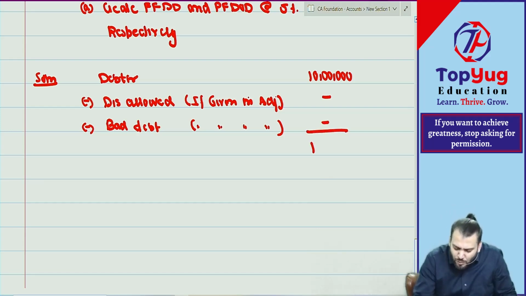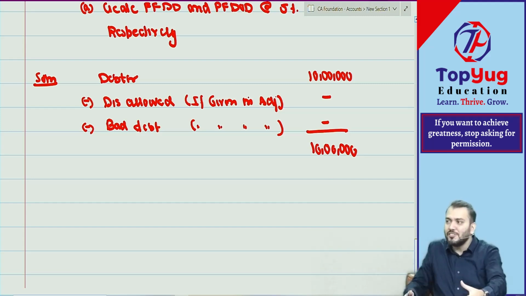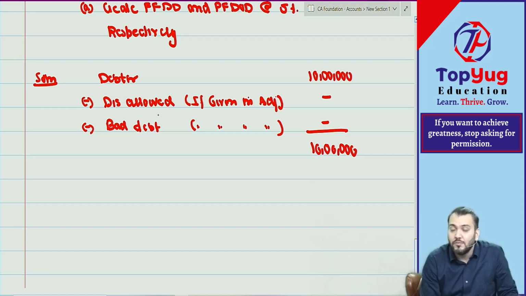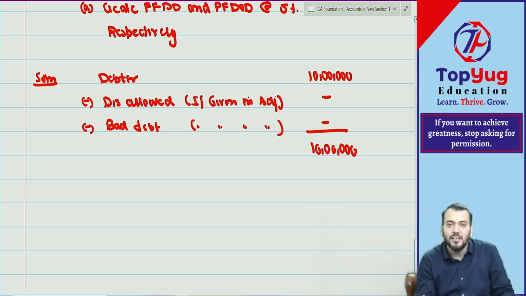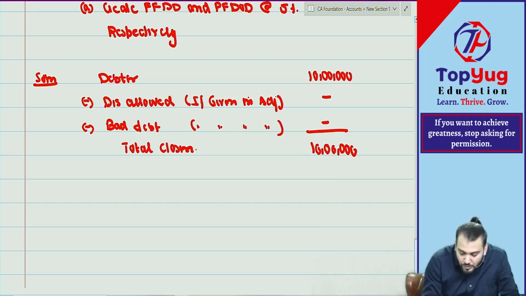Can I say you all know this? This is only to make you comfortable. If you use this statement, you will never make a mistake. So always think: debtor minus discount allowed. Just ask whether it is given in adjustment. If yes, then minus. Then ask about bad debt: whether it is given in adjustment, then minus; otherwise, do not minus. Then this becomes the total closing debtor.